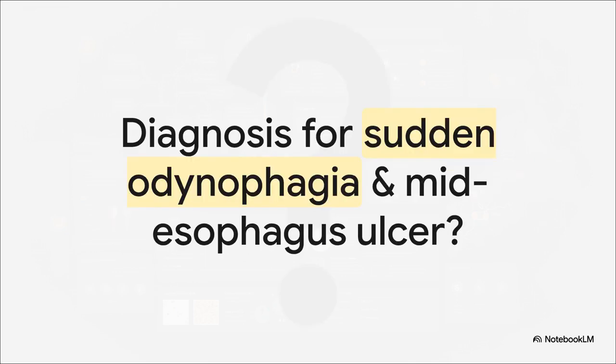Let's test this with a quick clinical vignette. If you see sudden onset odynophagia, meaning painful swallowing, coupled with retrosternal pain, and an endoscopy shows a discrete ulcer right in the mid-esophagus, your target diagnosis should be pill esophagitis. The mid-esophagus is a prime spot for this due to compression by the aortic arch or an enlarged left atrium holding the pill in place. That leads to direct mucosal injury.